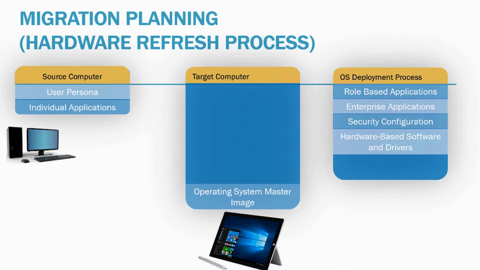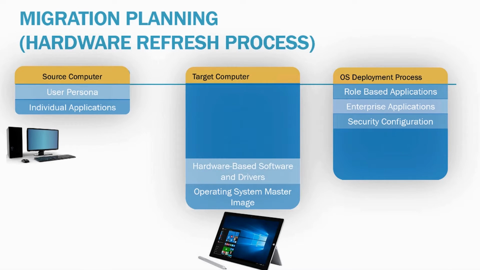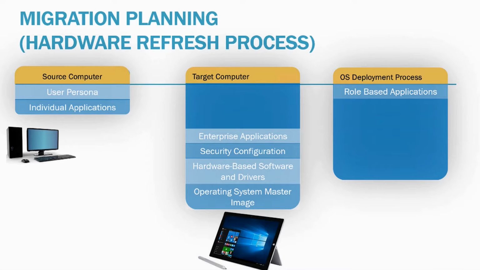First thing we have to do is drop the operating system image down to the machine. Next, we have our hardware-based drivers and software, our security configuration to lock the machine down. We then roll out the enterprise applications, our role-based applications. So now this machine is configured and it's generic enough for anybody in that department. So anybody in accounting, finance, HR can log onto that machine, and it'll be that experience geared just towards them.